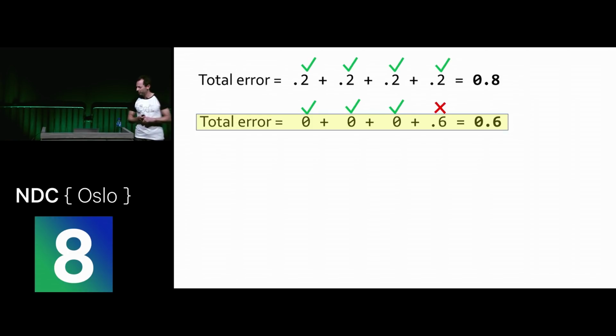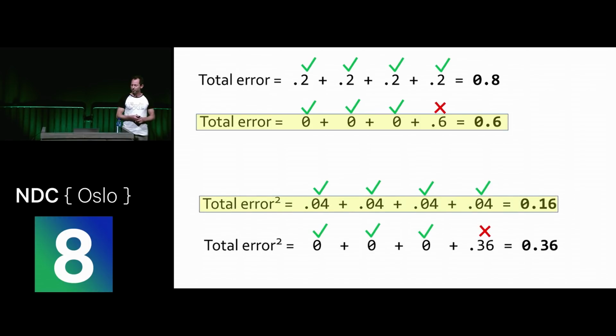So what we need to do instead is we need some way to punish the big errors more than the small errors. The easiest way to do that, and by far the cheapest, is to square the error first. Right? So if we square all those errors before adding them up, in the first case we get 0.16, in the second case we get 0.36. So now it will favor the first case. So now we're no longer minimizing the total error.